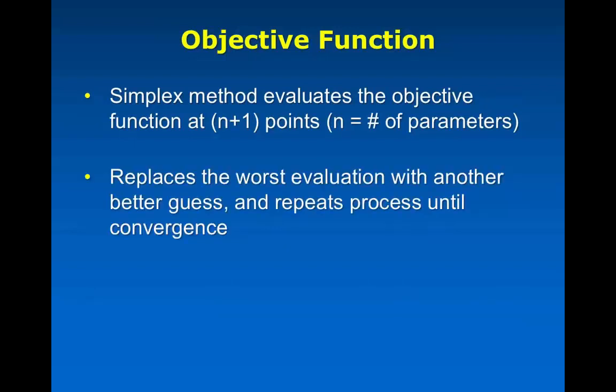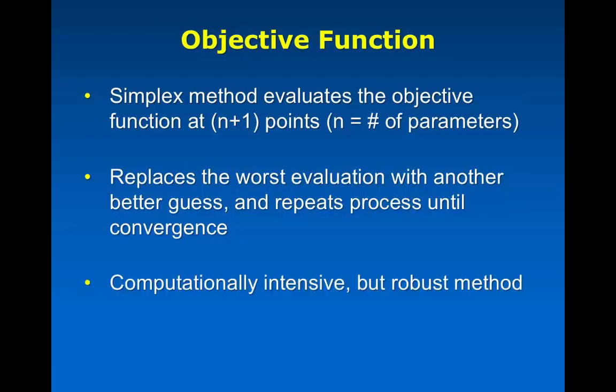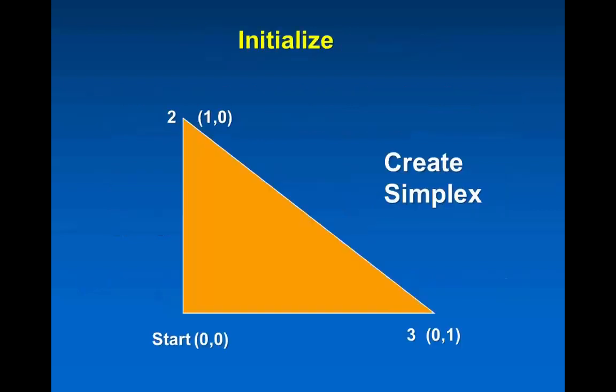And then it takes a look at those guesses that it made. So if we were doing 2 parameters, it takes 3 guesses, figures out which one was the worst of those 3, and replaces that with a better guess. And it does that over and over and over again until it converges to a final answer. It's computationally intensive. It takes a lot of runs, but it is a very robust method. It allows us to capture the full results of the model. All of the information that comes from putting that model together is used in the evaluation of the objective function, and therefore you want to be able to capture all of that information.